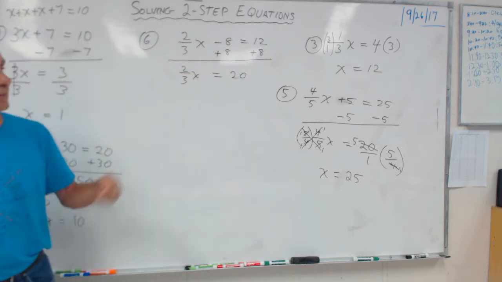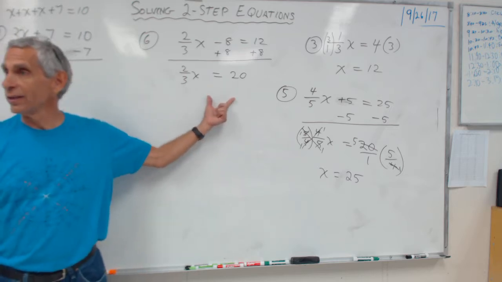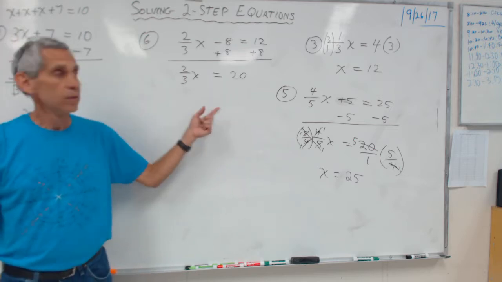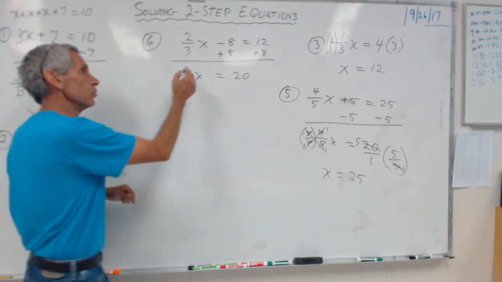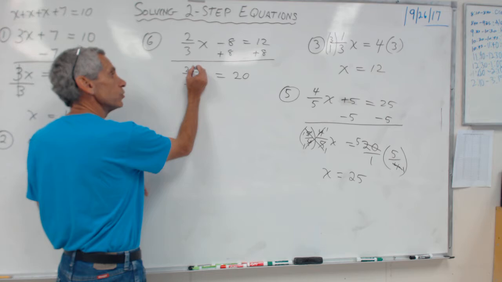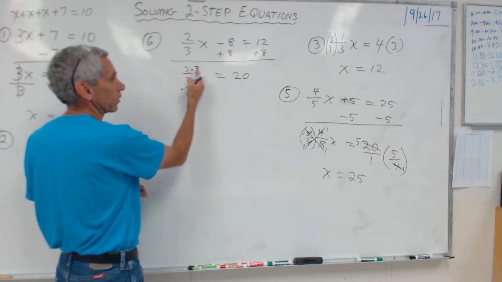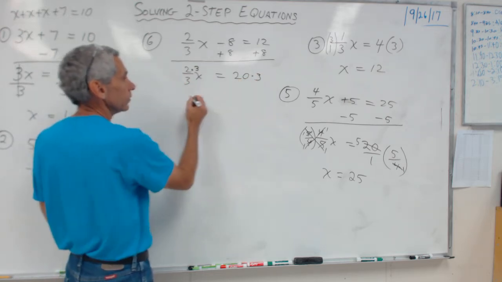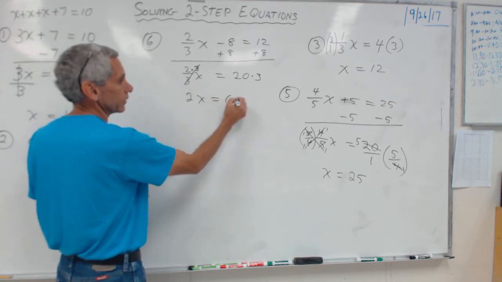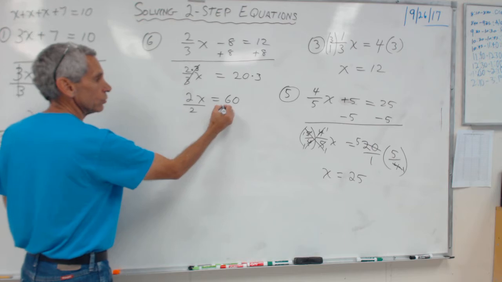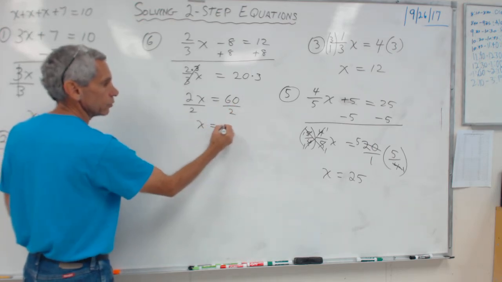Now I'm going to use the second method. I'm going to turn this 1-step equation into a 2-step by multiplying by the denominator, the way I just showed you a few minutes ago, for those who find that easier. Times 3, because that's a 3 down there. Suddenly the 3's cross out. I have 2x is equal to 60. I divide by 2, x is equal to 30.